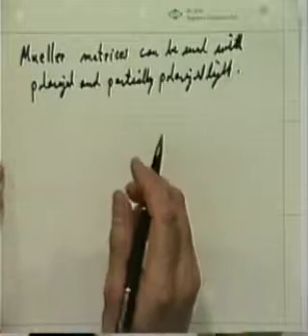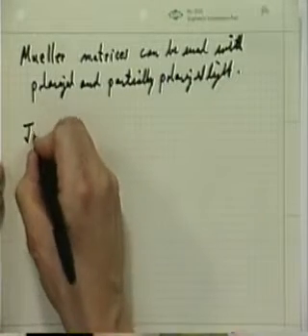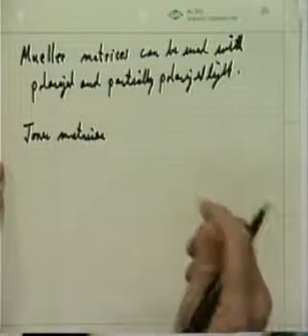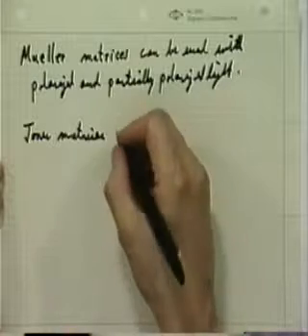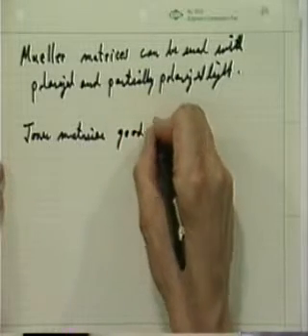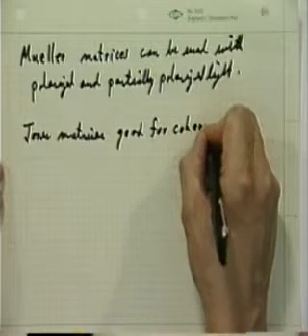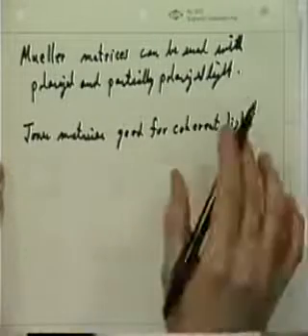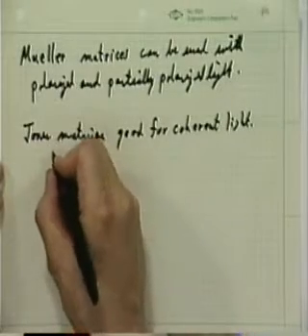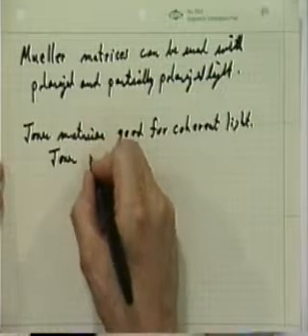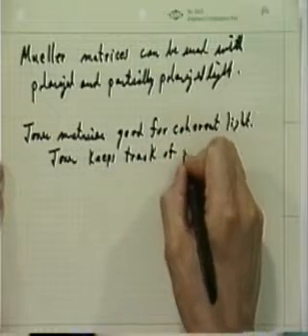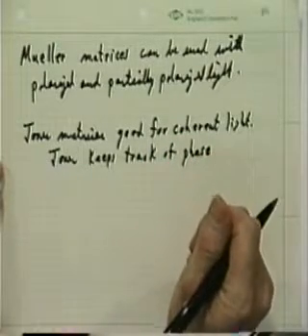They really are giving us the intensity or the irradiance of the beam. The Jones matrices, which you are now all experts with after doing your homework, are good for coherent light. And they keep track of the phase, which is nice in interferometry.